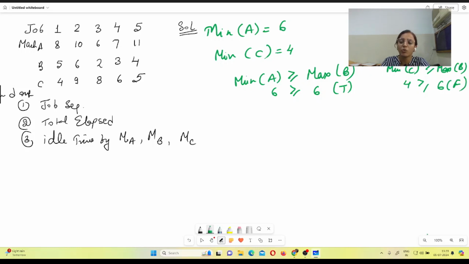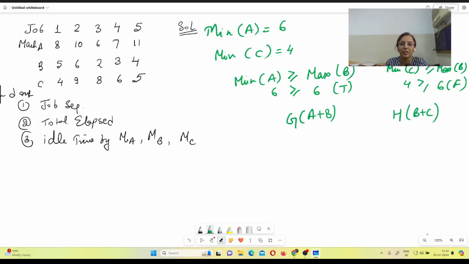But as we are able to satisfy the condition from one of them, that means we can easily apply the conversion of 3 machines into 2 machines. Now we convert machines A, B, C into G and H. G will be the processing time of A and B, and H will be the processing time of B and C.